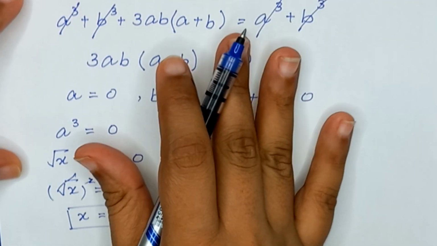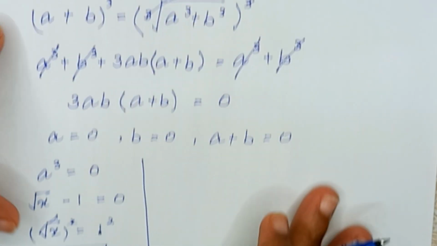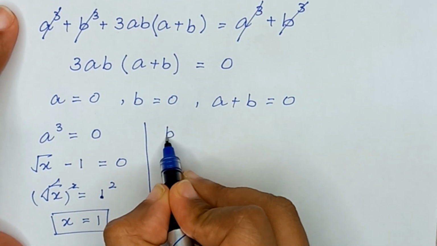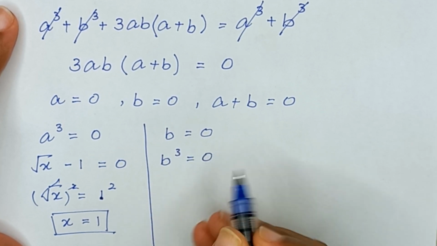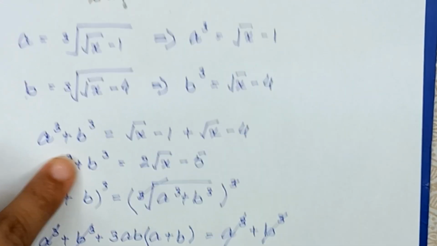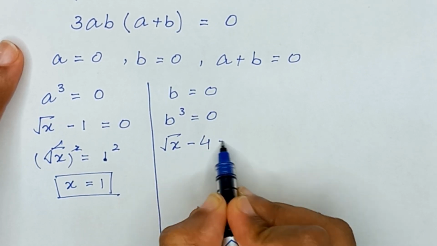Similarly, when b is equal to 0, here we have b cube is equal to square root of x minus 4. So b is equal to 0. It means b cube will also be equal to 0. So the value of b cube is square root of x minus 4. Square root of x minus 4 is equal to 0.